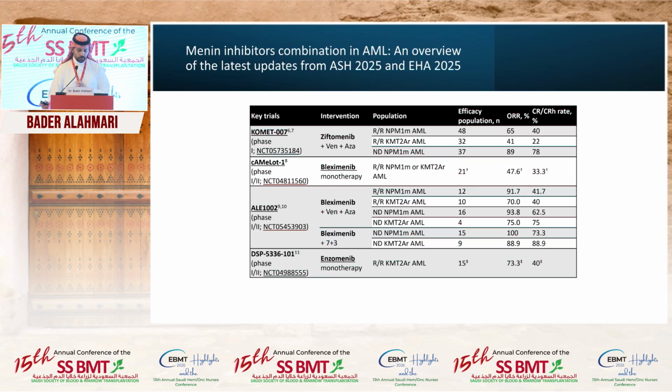Also, it was combined with the 7+3. Enzomenib, as well, is the latest one, presented at ASH 2025, showing in relapsed/refractory an overall response rate of 73% as a monotherapy, which compares favorably to the previous two agents, with a CR/CRh rate of 40%.